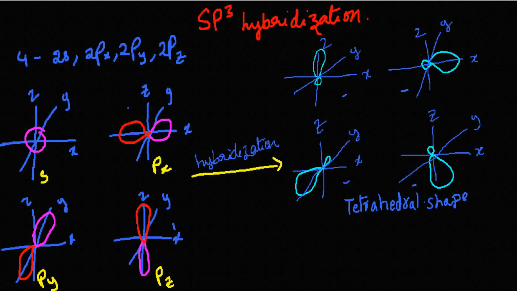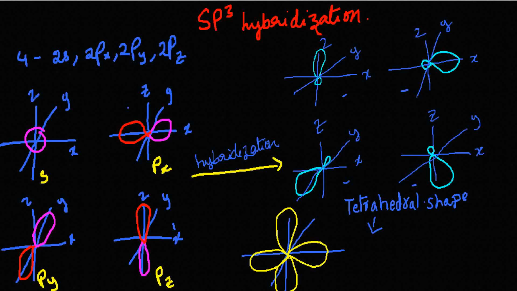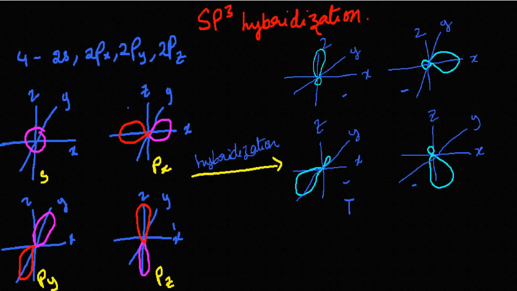If you look at the shape of an individual hybrid orbital, one lobe is bigger than the other. The bigger lobe represents the presence of an unpaired electron, and the smaller lobe represents an empty place. Each of these 4 lobes has an unpaired electron, and they are attached with 1 hydrogen atom each. Therefore they form a tetrahedral shape, and the molecule formed here is methane.